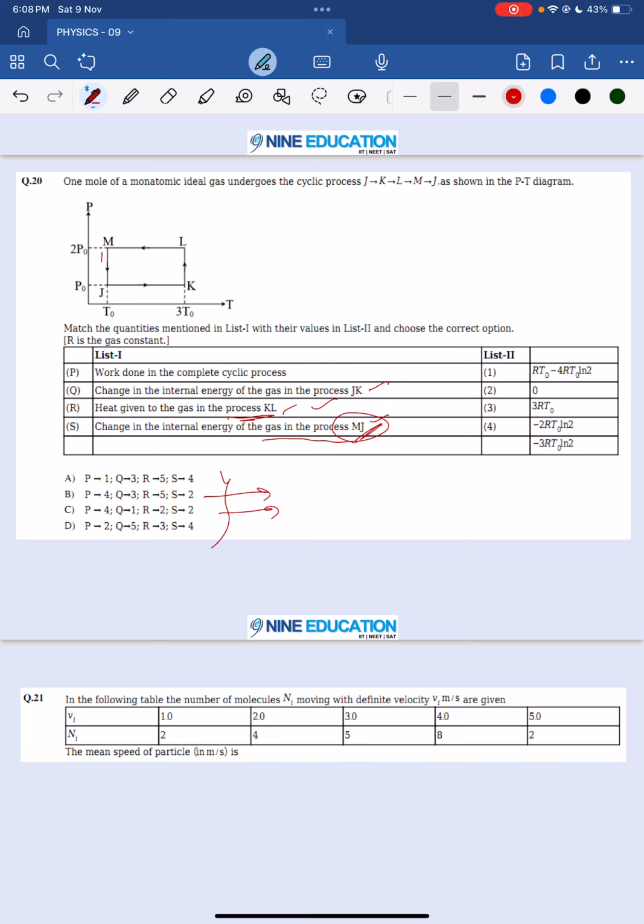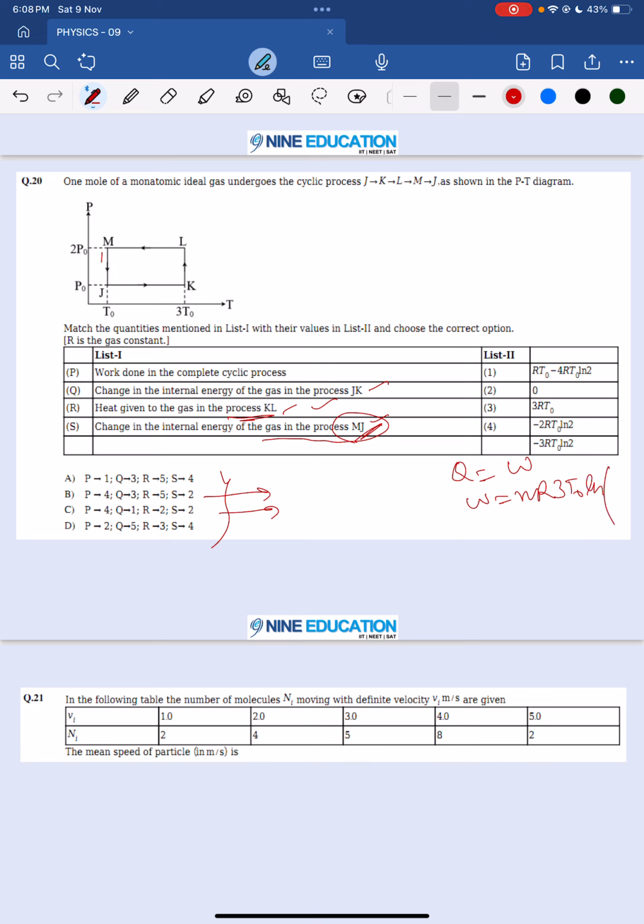Heat given to the gas in the process KL. Okay, sir, KL is, I know that Q equals W, because in an isothermal process the change in internal energy is zero. That means they're asking W. W can be written as nRT. What is the temperature here? 3T. And what is the pressure we are changing?